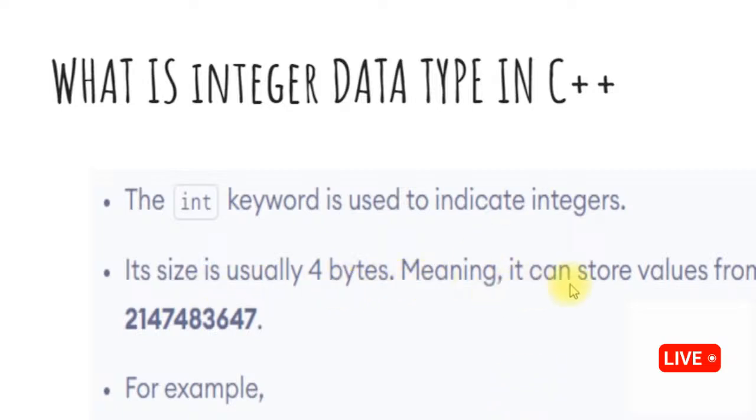Meaning we can store values from negative of this number to this 2147... So this is the entire range of values that we can store inside our integer type variable. So I hope you are very clear with what is the integer data type and how do you declare integer data type.